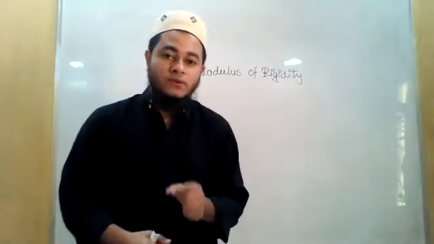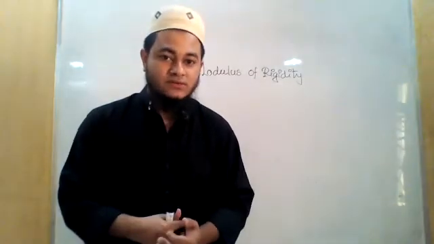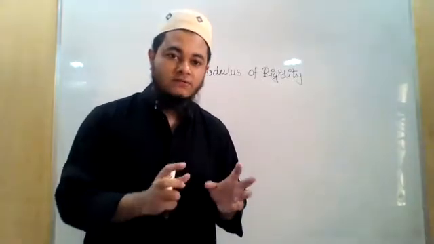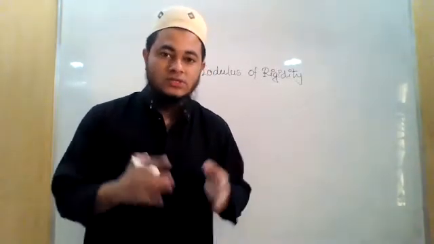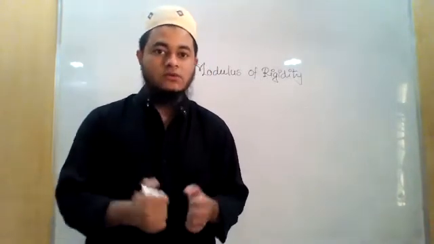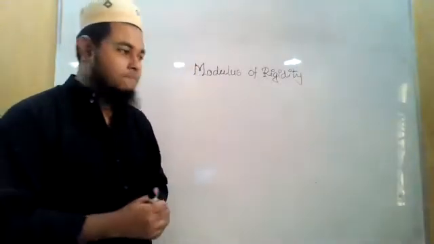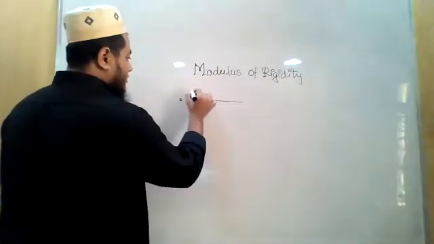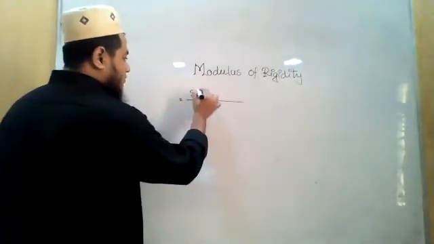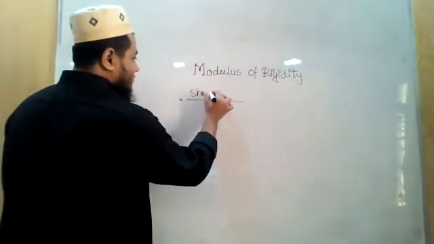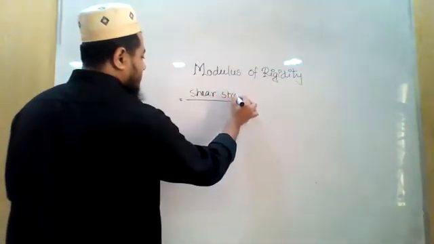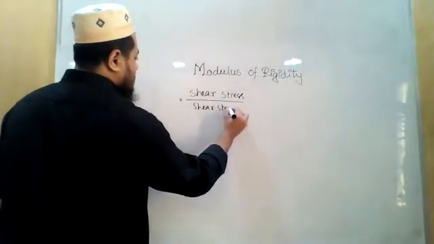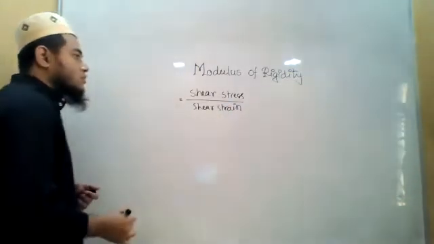If you remember, we talked about shear stress and shear strain. In this change, the volume or the length does not change. Only the shape changes. That is shear stress and shear strain. So modulus of rigidity is basically the ratio of shear stress and shear strain. Okay, this is modulus of rigidity.